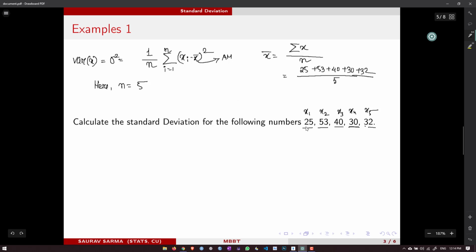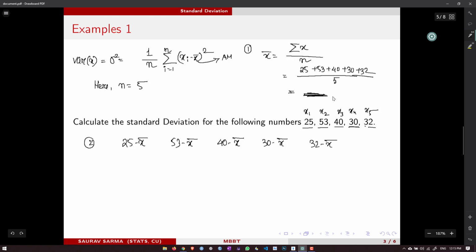The next thing is you will have to subtract this arithmetic mean from all of them. That means 25 minus x bar, 53 minus x bar, then 40 minus x bar, then 30 minus x bar, and then 32 minus this x bar. Now what is x bar? X bar is the value of this formula. So this is your first step: find your x bar. The second step is to find the difference between all the numbers and your x bar.